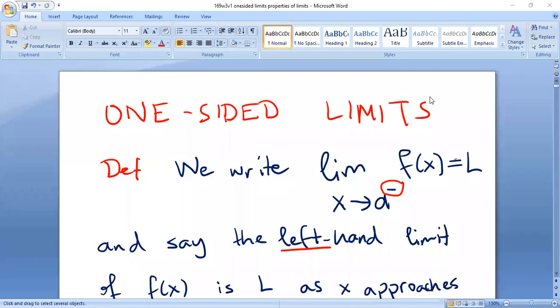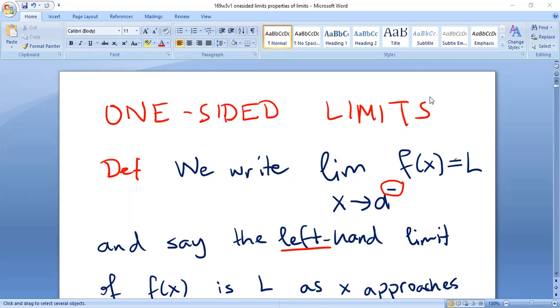Hello, in this video we are going to talk about first one-sided limits, and then we are going to also talk about calculating limits using the limit laws. But first, one-sided limits, we actually have talked about these things in the previous video.